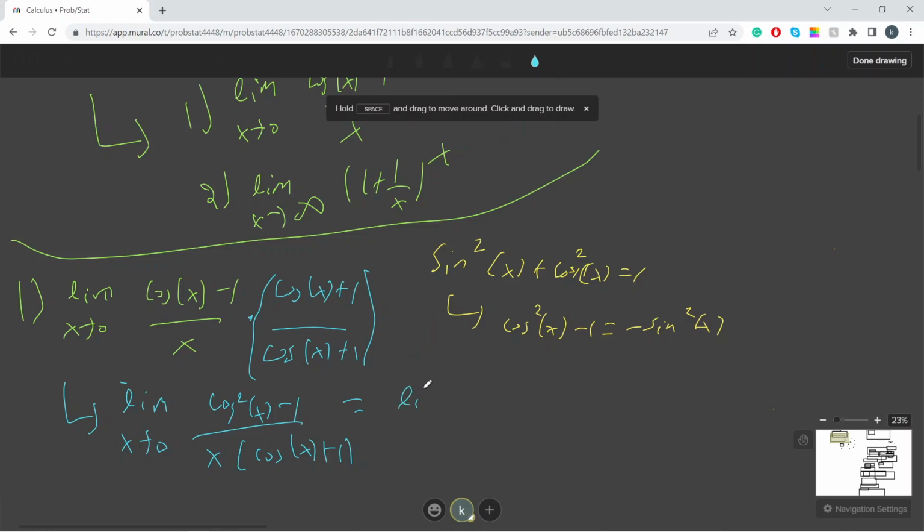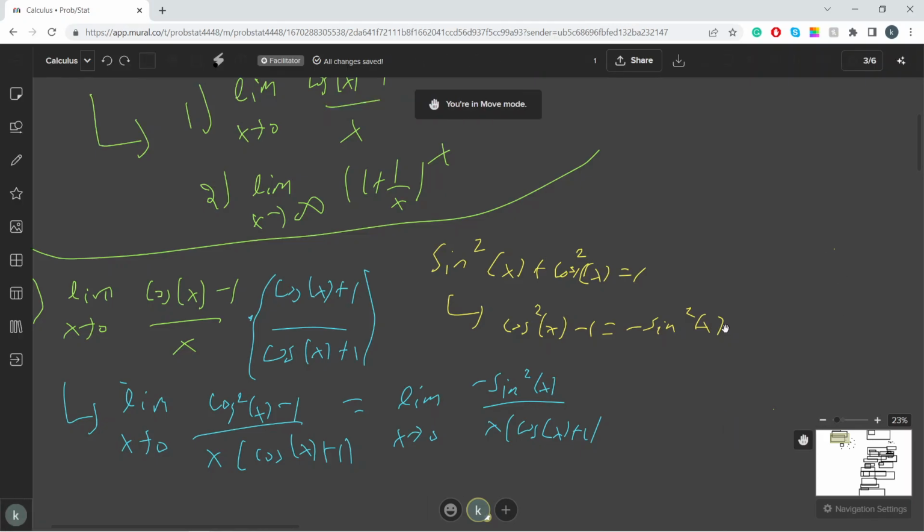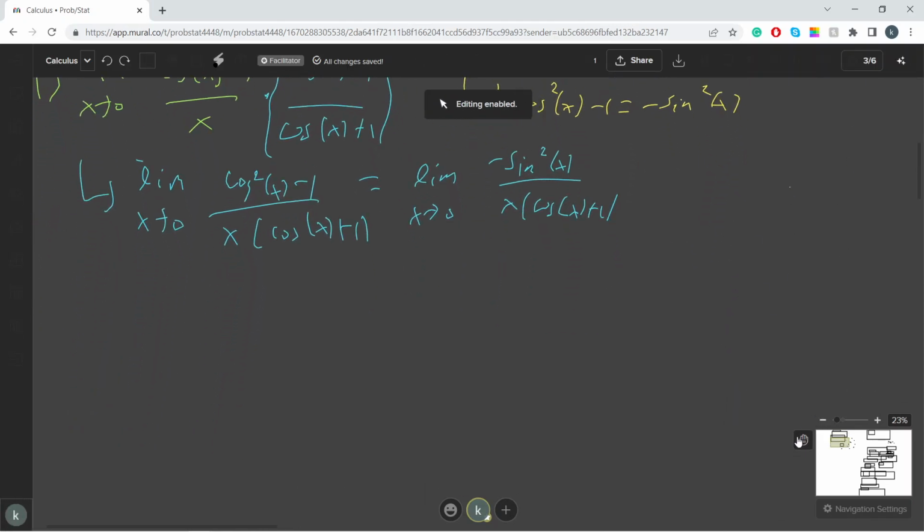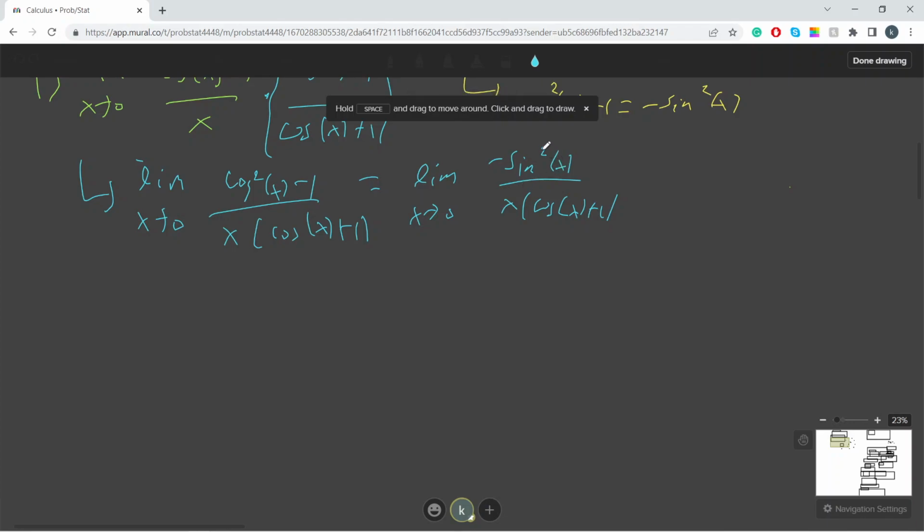So this will be equal to the limit as x approaches 0 of negative sine squared x over x multiplied by cosine of x plus 1. Okay, we're almost done. Now if we look at this form, we know sine of 0 is 0. But if we plug in 0 right now, we're going to get a 0 over 0. So what's left to do? Well, let's move down a little bit. So what can we do here? We have the sine squared x over x multiplied by cosine x plus 1.